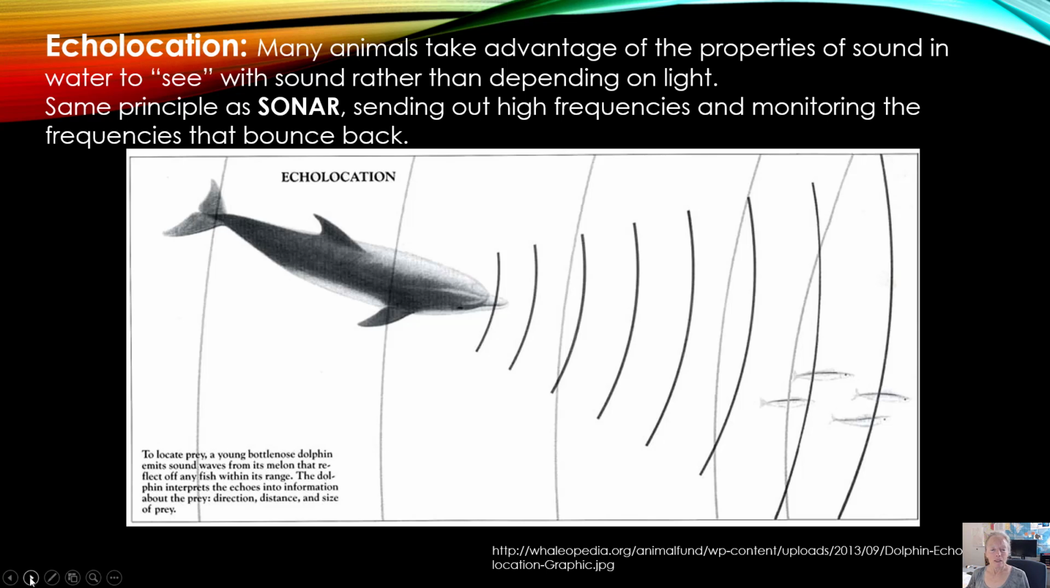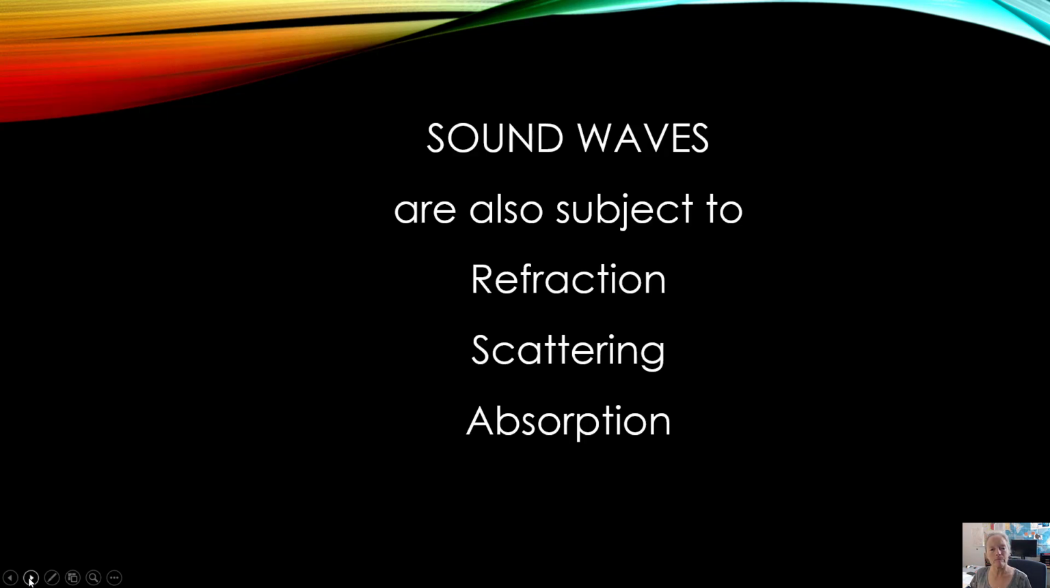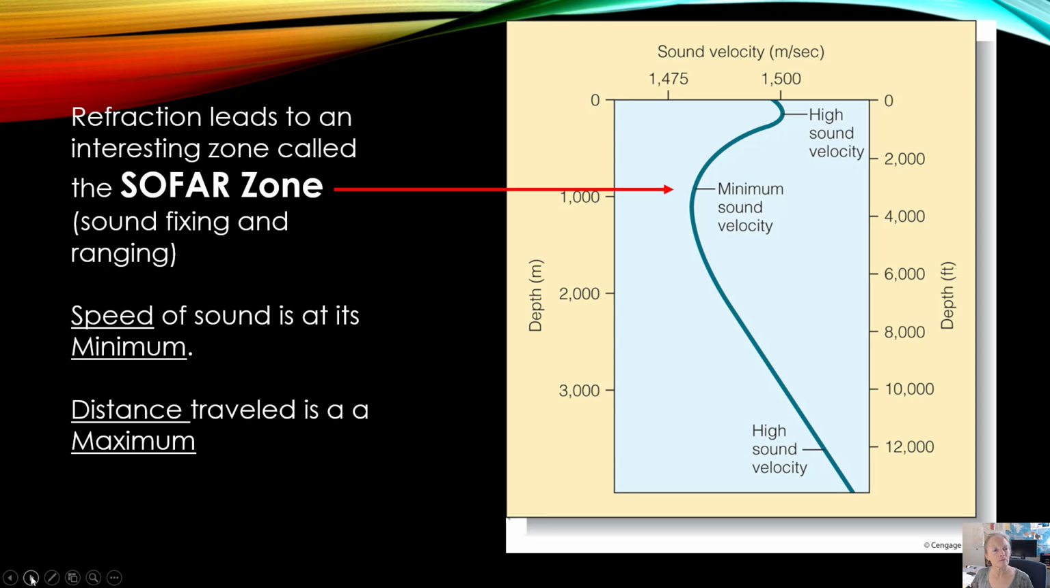Most people know that animals take advantage of the speed of sound and the quality of sound in the ocean to hunt, some of them by echolocation. It's like sonar. The porpoises bounce sound waves off of their prey, and that tells them where they are. Because, of course, light isn't that great down there, so they might not be able to see them that well. I think I already said this: sound waves are also subject to refraction, scattering, and absorption.